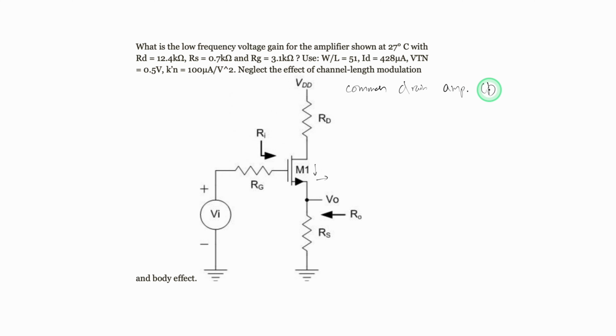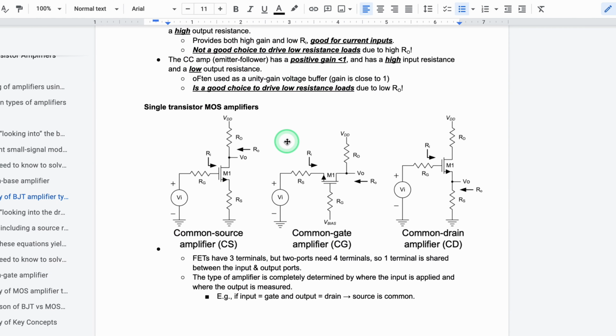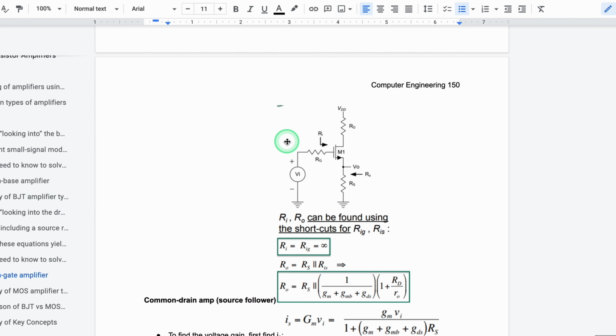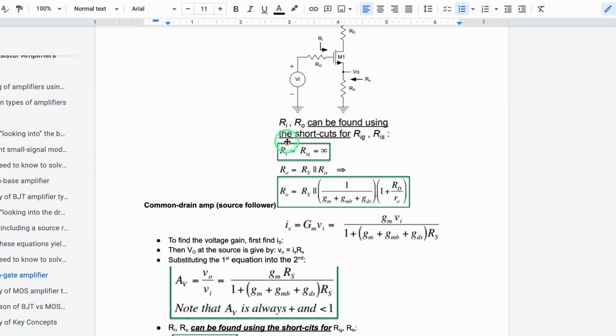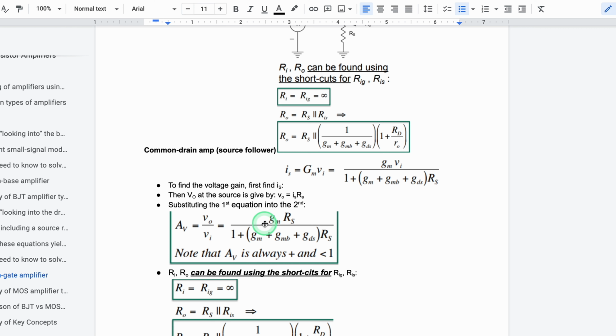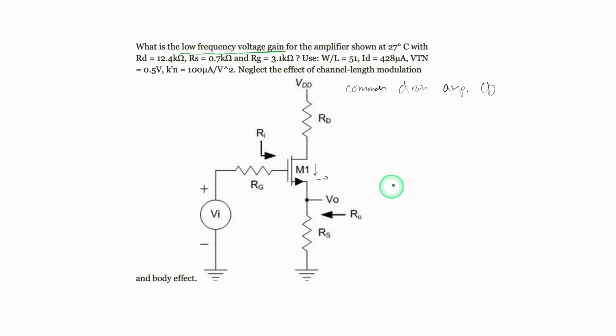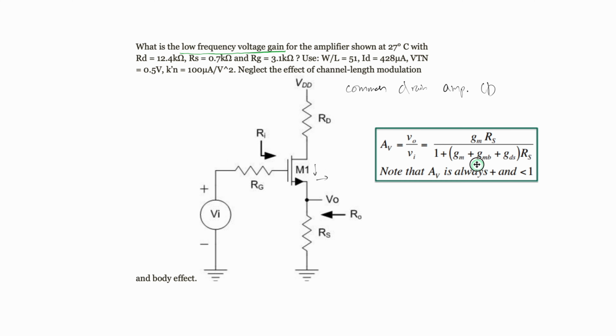So now that we know this, we can find the voltage gain for it, because the question is asking us for the low frequency voltage gain. And for voltage gain, we can scroll down to this specific section with our common drain, and it's going to be this AV equation right here. So we can take this and paste it inside of here so that we can use it.